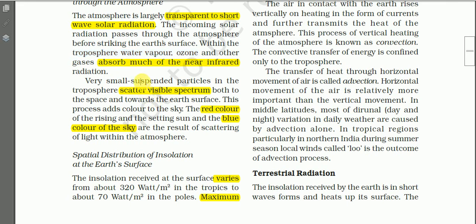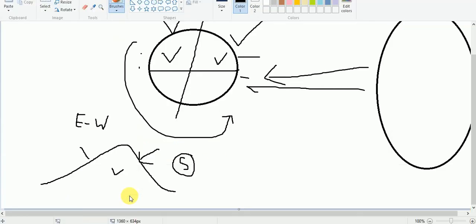Then we also have learned that very small suspended particles in the troposphere scatter the visible spectrum both to space and towards the earth's surface. This process adds color to the sky. The red color of the rising and setting sun and the blue color of the sky are the result of scattering of light within the atmosphere. Do you remember the 7 colors of sunlight?